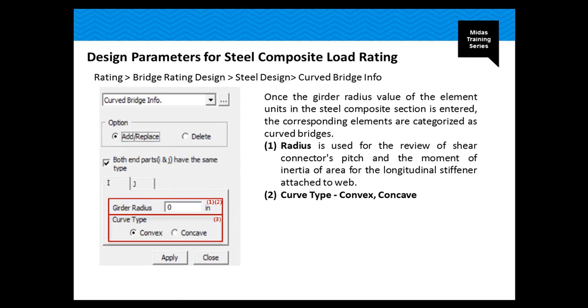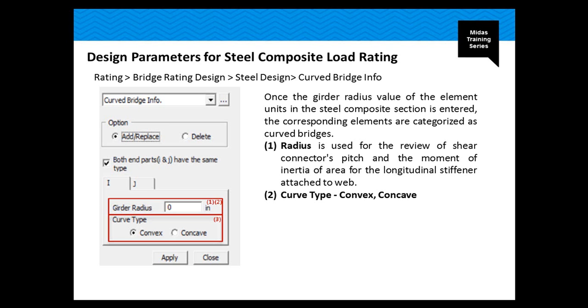Then you have an option for defining the curved bridge, as is the case here, where we have a curved bridge. You can insert the radius. Once you have the radius, you can tell the program which type of curve you're using. So the radius is used to review the shear connection pitch and the moment of inertia of area for the longitudinal stiffener attached to the web.